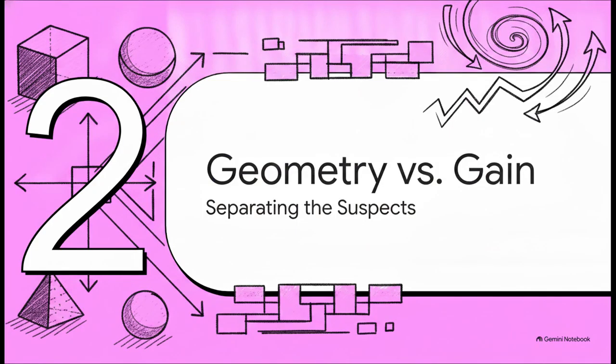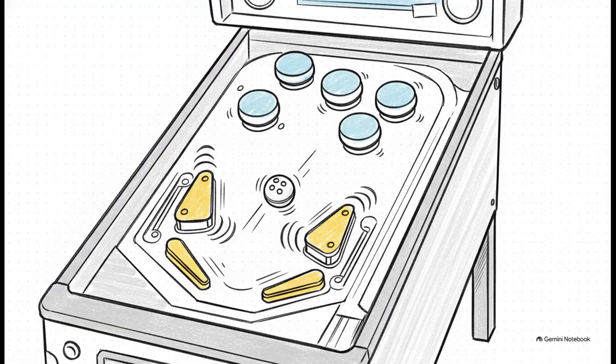Section 2. Geometry versus trajectory gain, separating the suspects. To build our case, we first have to separate two absolutely crucial elements, the static geometry of the system versus the dynamic gain of the trajectory. Honestly, this distinction is one of the most powerful features of the CSR framework. The fundamental rules of interaction, the geometry, stay exactly the same, while the amplification, the gain, goes completely wild as the system evolves. It's kind of like a pinball machine where the bumpers never ever move, but the flippers randomly change how hard they hit the ball, depending on where the ball just was.